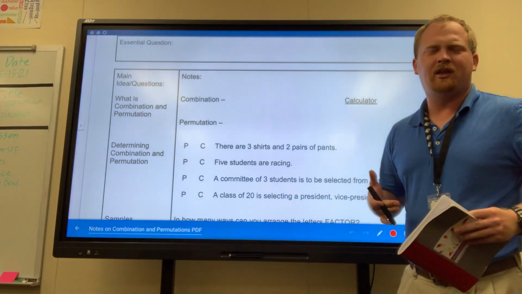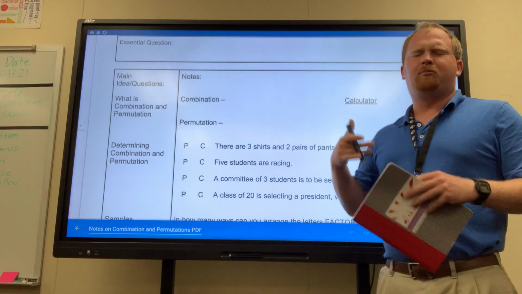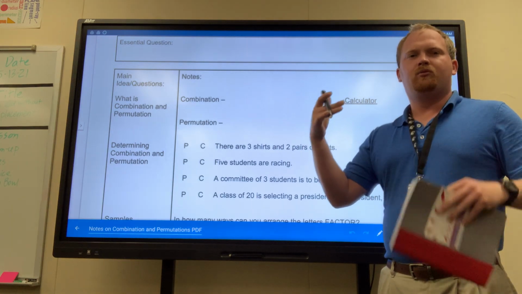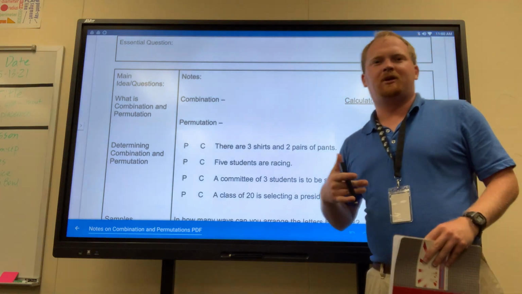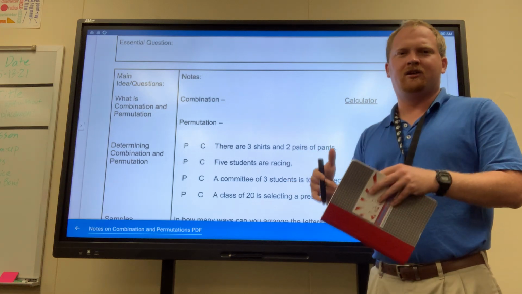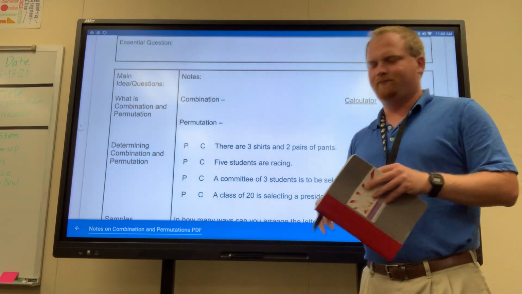Hello, Coach Holmes here, and today we're going to be talking about combinations and permutations. What we mean by that is that we're trying to put things in order or out of order, but without replacement. So basically, we're just trying to figure out the number of different ways to put things in a group or in order.